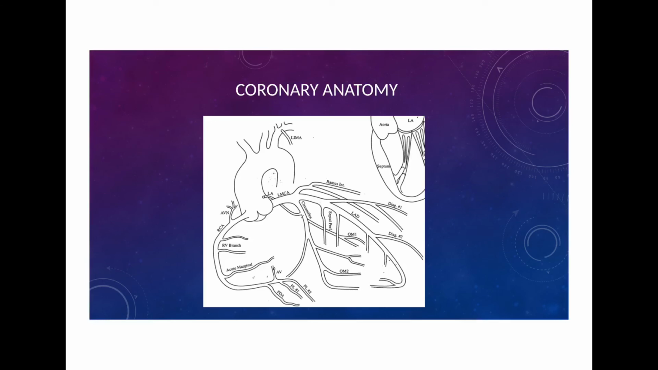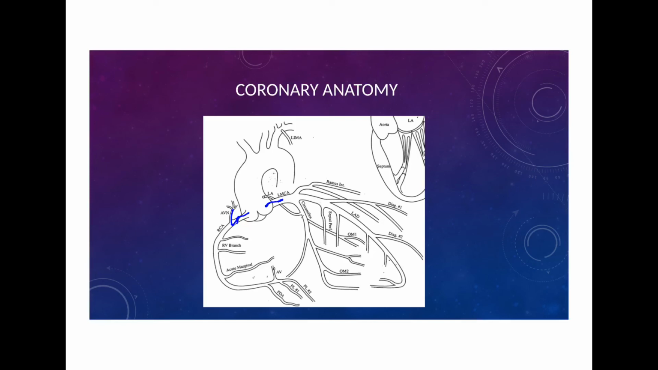Here's just a diagram of the blood supply to the heart. You'll see that there are two arteries that come out of the coronary cusps, the left main and the right coronary artery. The right coronary artery gives off the blood supply to the SA node. And that's why lesions in the proximal RCA will lead to patients developing bradycardia.